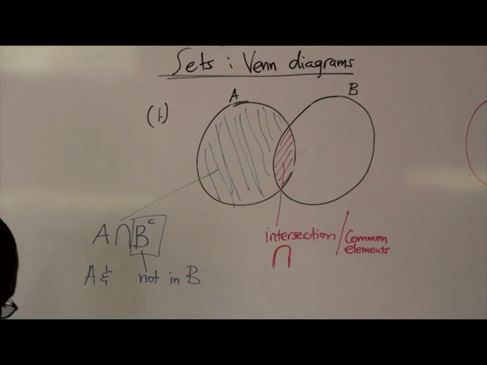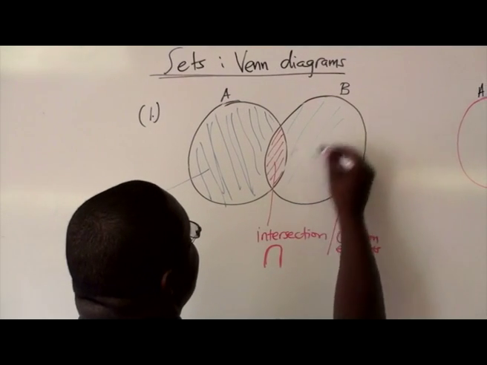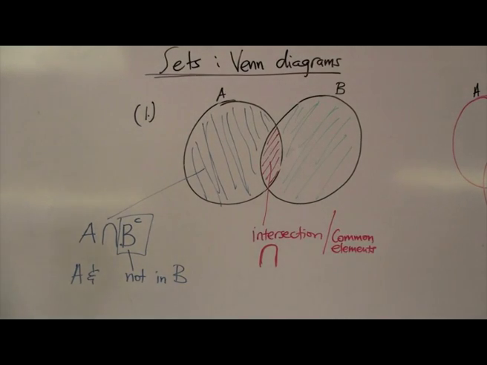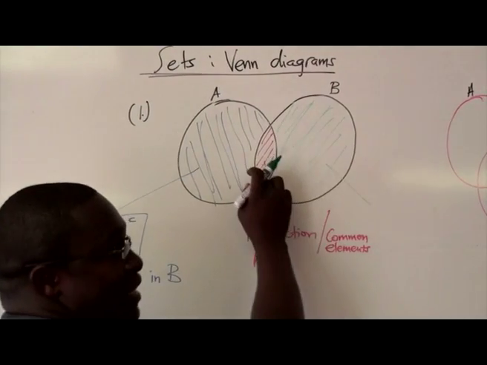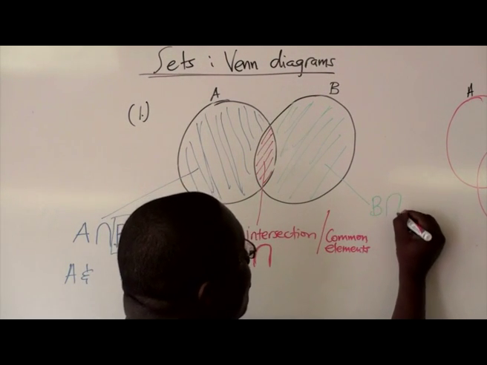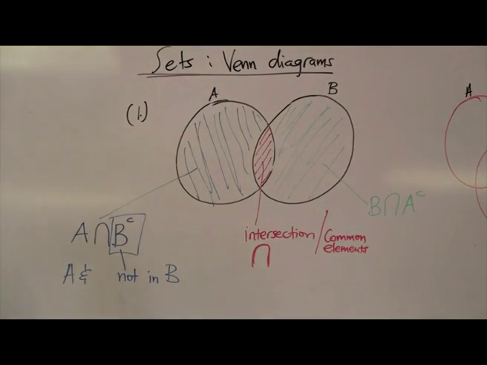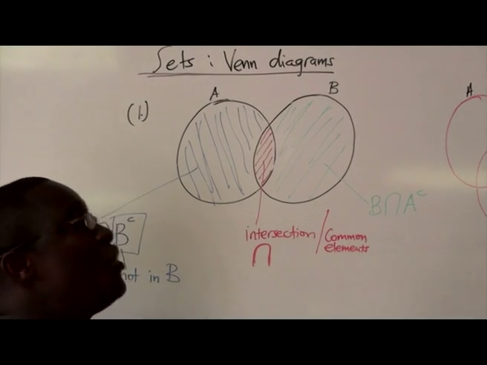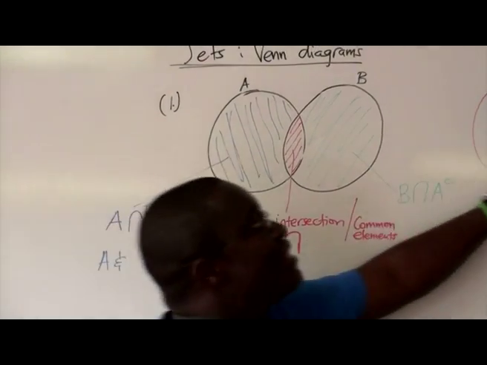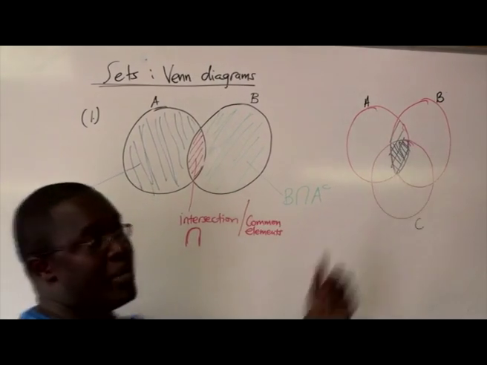And then if you were to use a green color for this other side, like that. Now the green area, this part is in B but not in A. So B intersection A complement, where A complement means not in A. So you've got your 3 different regions like that. You can even extend it to 3, 4, 5 sets depending on what you're working on.